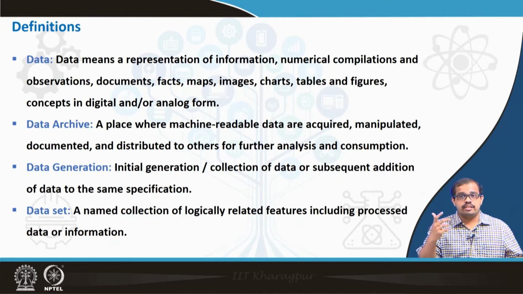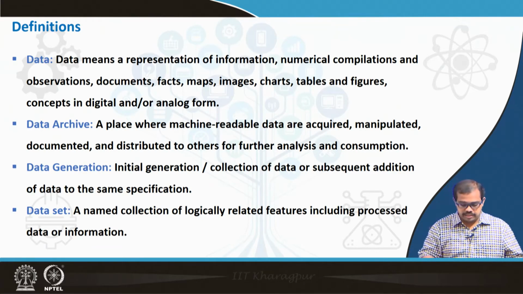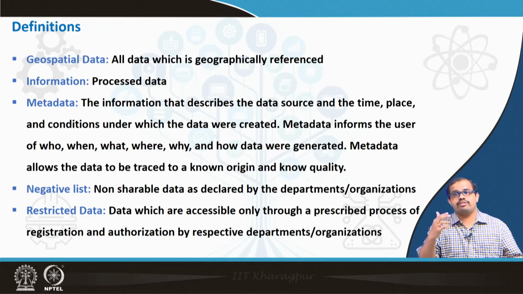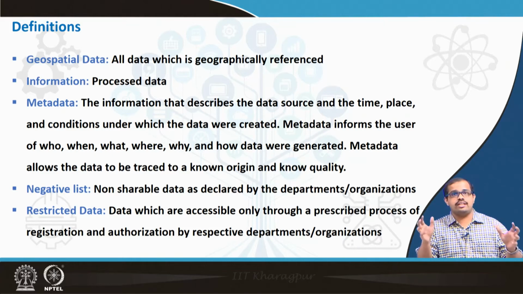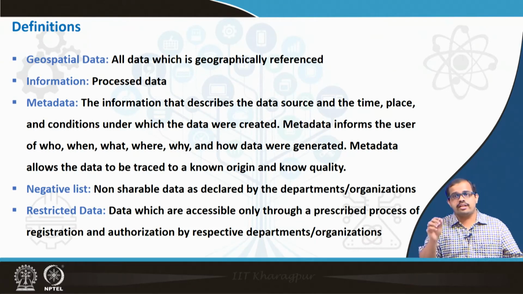Then you have data set. It is a named collection of logically related features including processed data or information, that is called a data set basically. Okay. So, when I say geospatial data, it is all data that is geographically referenced. Okay. So, anything that has a reference to the earth's surface and anything that can be easily located is nothing but geographical data, also called geospatial data. So, whatever the information that we get from the data, the processing of this information or the processed data is nothing but information.